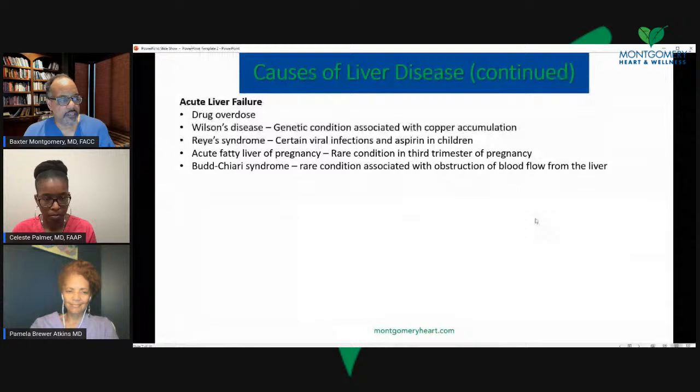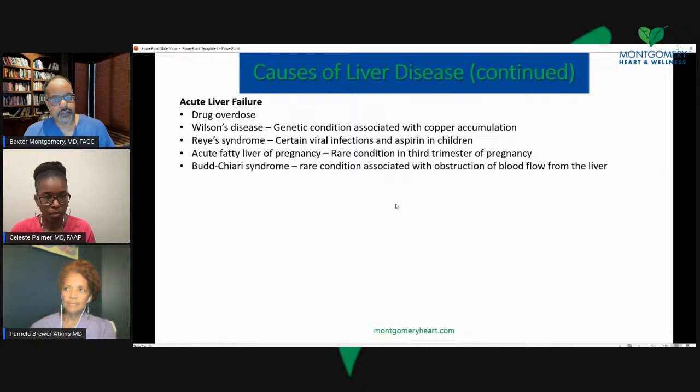So anyway, other causes of liver disease: acute liver failure, drug overdose, Wilson's disease, that's a genetic condition associated with copper accumulation, Reye syndrome. You know, Dr. Palmer probably sees a lot of these patients, the kids with viral infections or coming off viral infection or aspirin related conditions. Acute fatty liver in pregnancy, that's rare, seen in the third trimester. And Budd-Chiari syndrome is a rare condition where you have blood clot obstruction of blood flow from the liver, and you can get congestion of the liver.